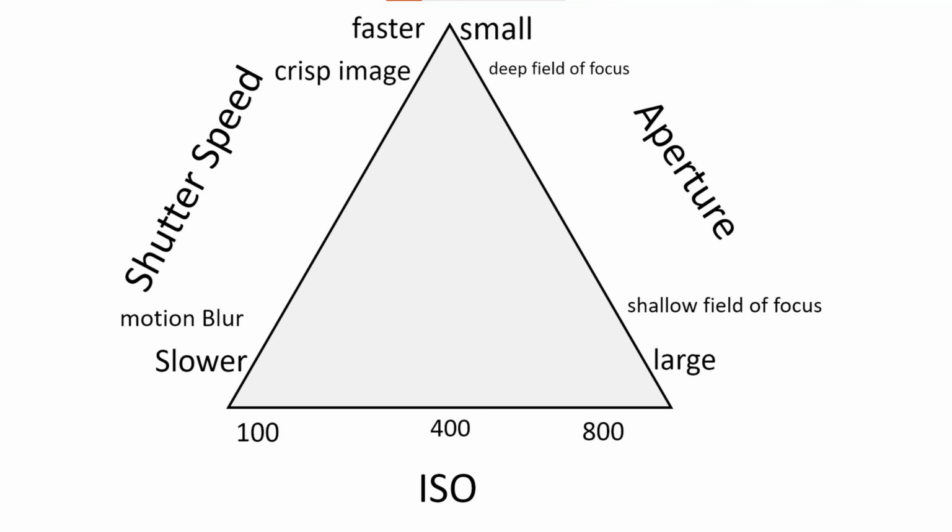ISO is how sensitive your medium is. This is true for film and digital photography. ISO is indicated by numbers. Here are examples of ISOs you might see. Lower numbers are less sensitive and will require more light. Higher numbers are more sensitive and require less light.